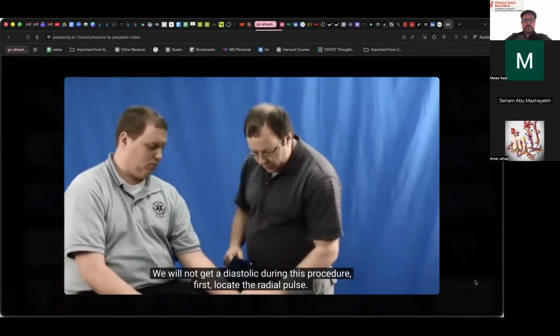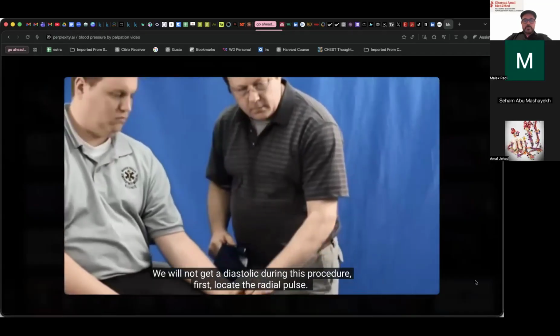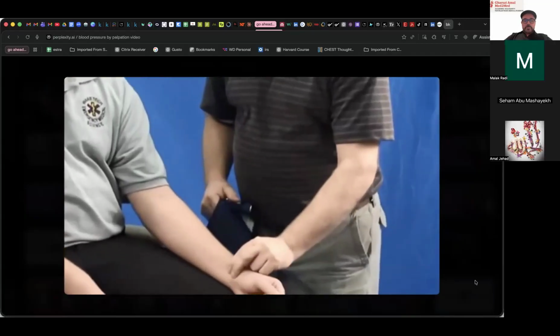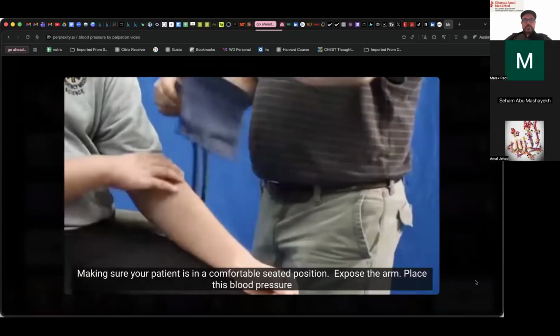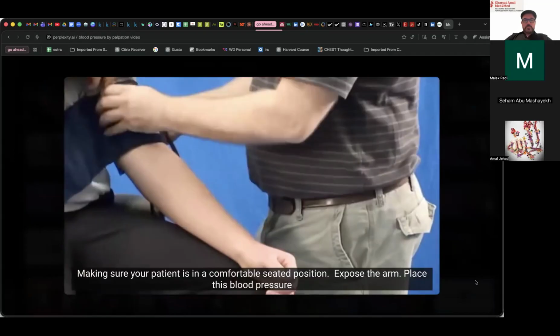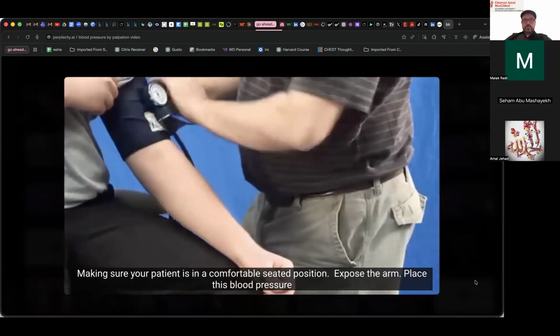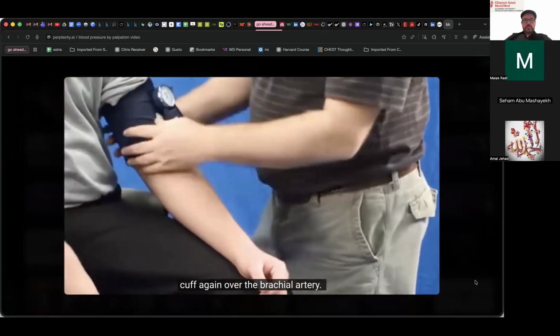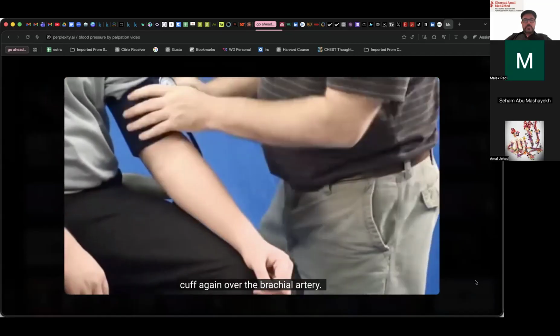First, locate the radial pulse. Making sure your patient is in a comfortable seated position. Support the arm, place this blood pressure cuff, again, over the brachial artery.